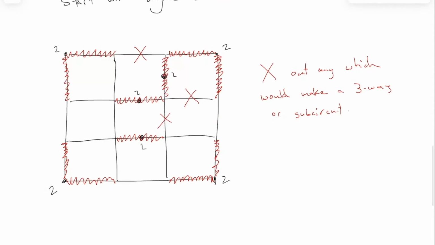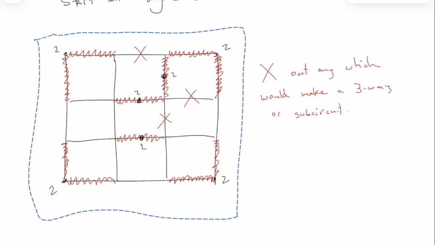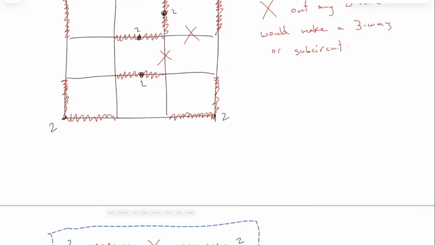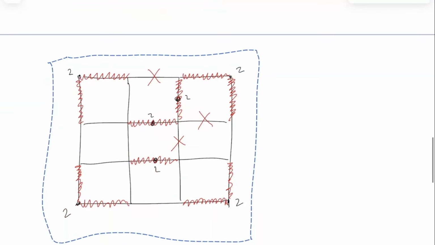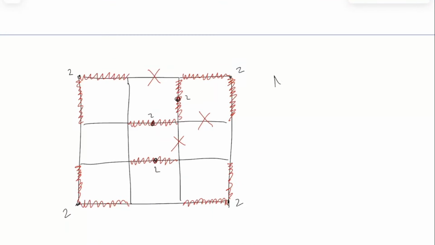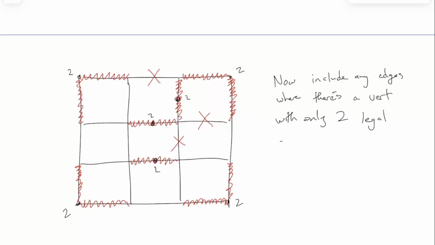Are there some places where some of the edges have been X'd out such that there are only two legal ones remaining? You should be looking sort of at the vertices. I'm gonna copy this so that I have the step-by-step in my notes. I know this is hard to do if you're doing it on paper, but what I'm gonna do now, I include any edges where there's a vertex with only two legal options remaining.